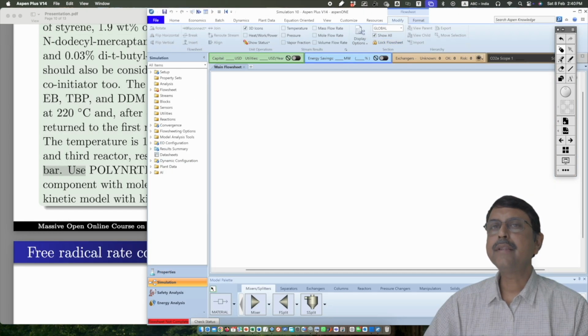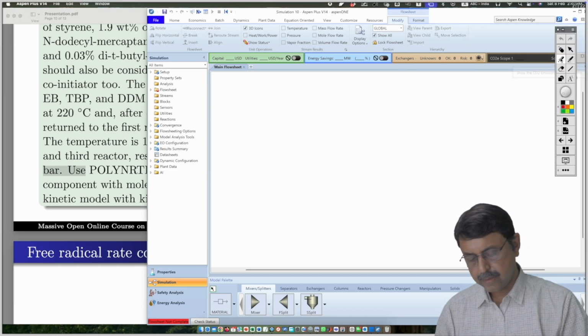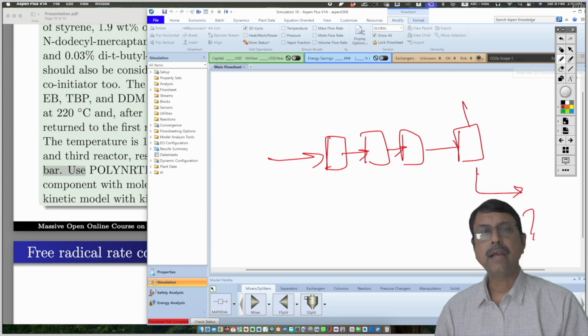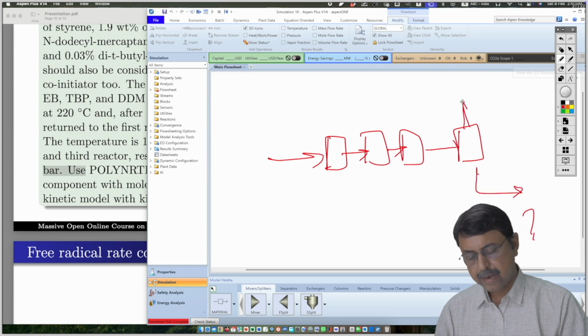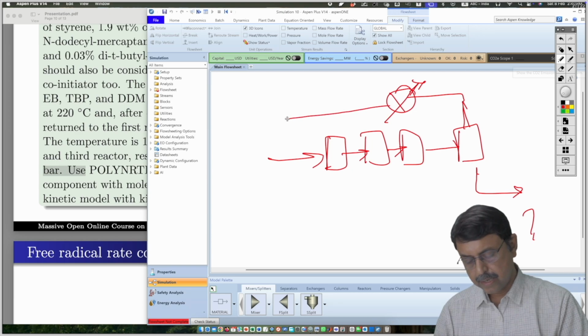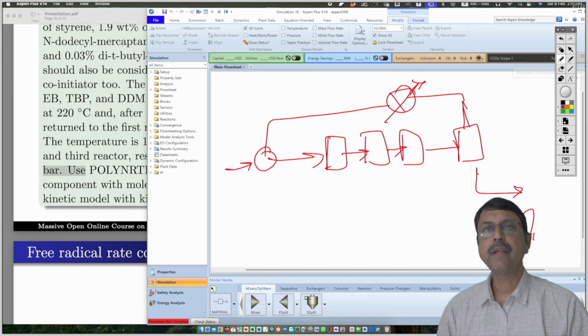Okay. Now in the simulation, we have to add these reactors. So there will be 3 reactors. There will be a flash after that, and the polymers will be taken out of the flash, and unreacted styrene will be fed back through a heat exchanger, and it will be recycled along with the makeup. Okay, so the entire flow sheet will take shape over here.